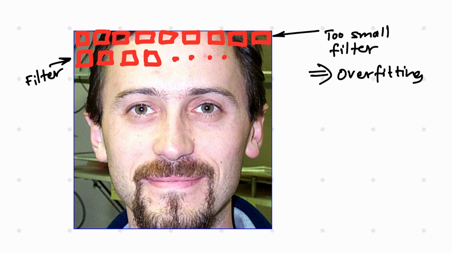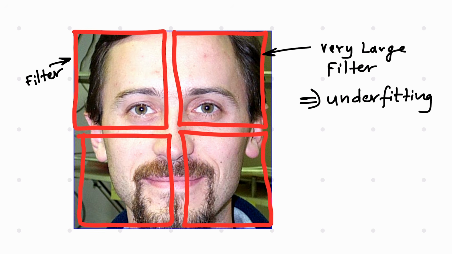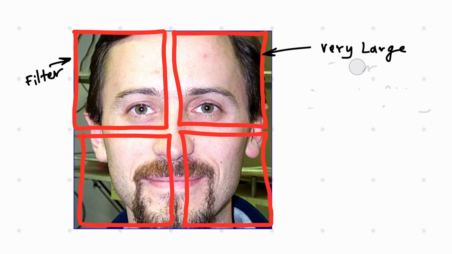If this filter is very small, then it can lead to overfitting because it is not able to generalize the image. If the filter is very large, then it can lead to underfitting because it will generalize the image too much. Hence, an apt size of the filter must be chosen. Exactly what size? I will discuss it shortly.